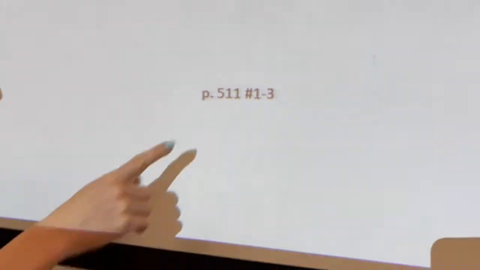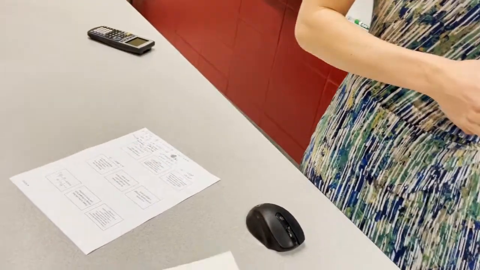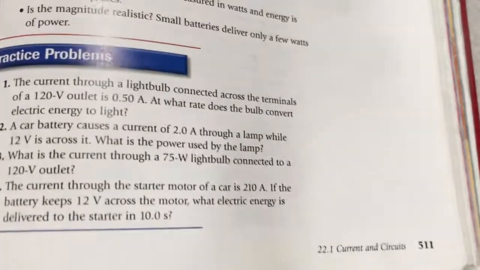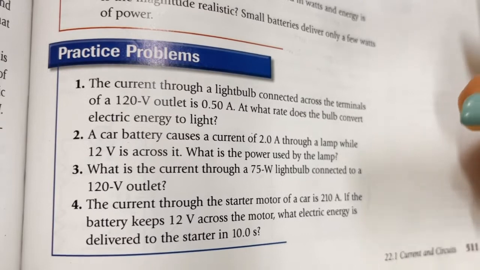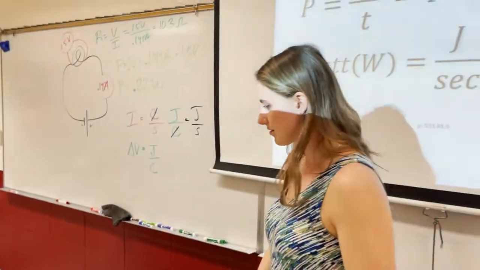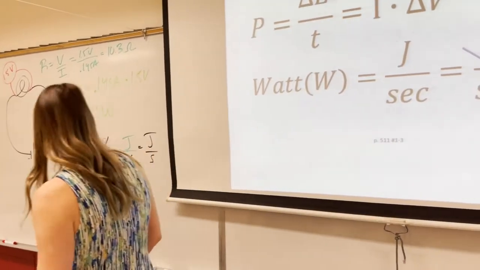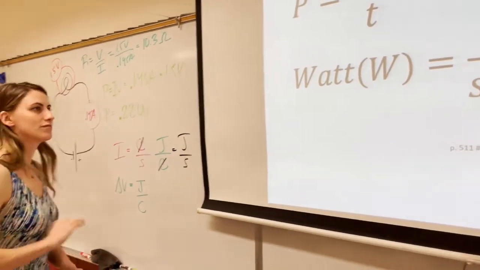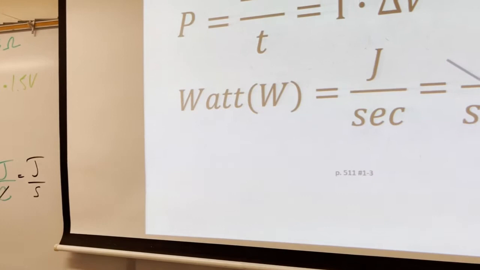Go ahead and pause the video. Go to page 511, and do numbers 1 through 3. Just a little review here. They're real simple, and the idea is you do them a few times, and then you've got it. So pause this, and we'll be back.